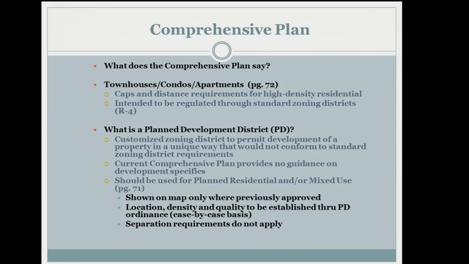Now, what does the comprehensive plan say relative to certain types of developments, and specifically related to planned developments, the topic of the resolution proposed before you this evening? There are several things related to townhomes, condos, and apartments specifically. There are caps and district requirement recommendations in the comprehensive plan related to these types of high-density residential. These policy recommendations are intended to be regulated through our standard zoning districts, for example, the R4 multifamily zoning category.